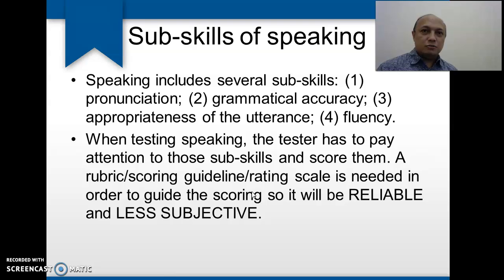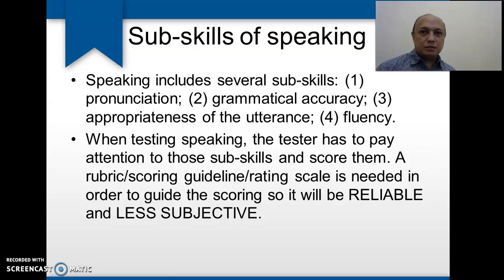I know that it's not easy to score that kind of performance in which somebody speaks, and during their speaking you have to pay attention to lots of things. That's difficult, right? So there is a rubric or a scoring guideline or rating scale. The word rubric is interchangeable with scoring guideline or rating scale. The three of them are synonymous. It is needed in order to guide the scoring so it will be reliable. Reliable means trustable and less subjective.